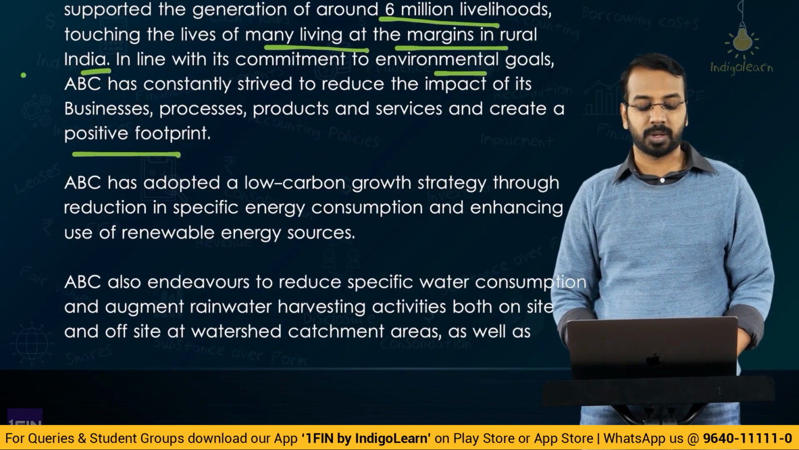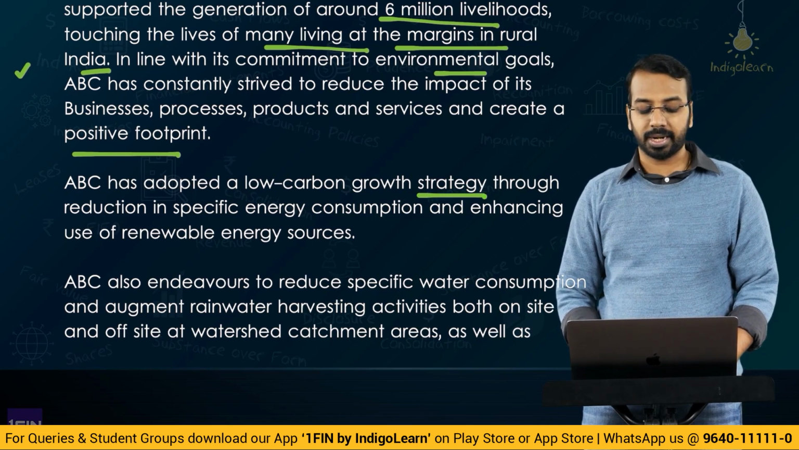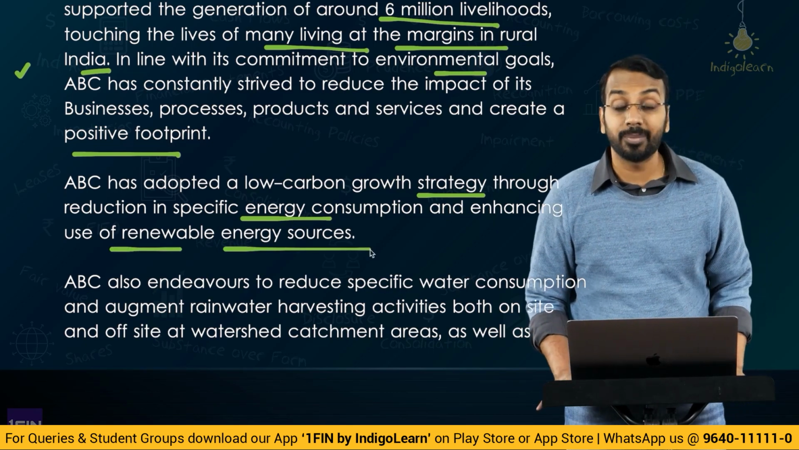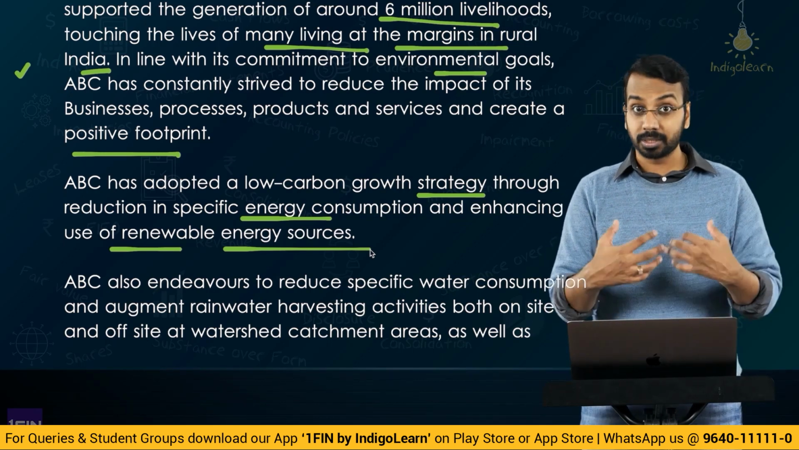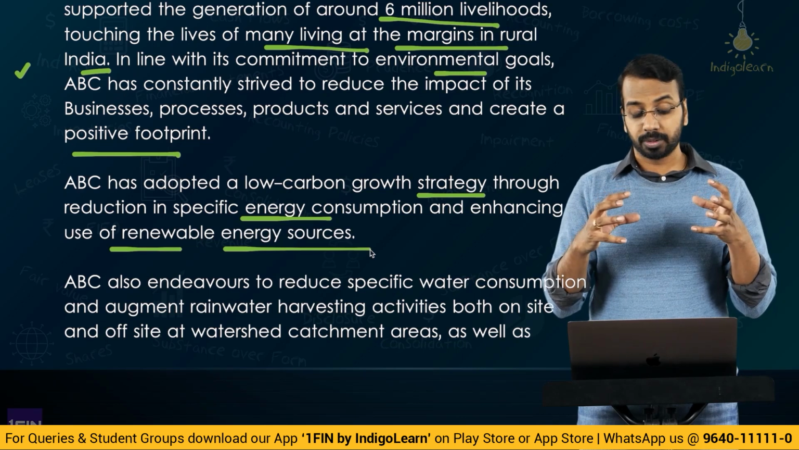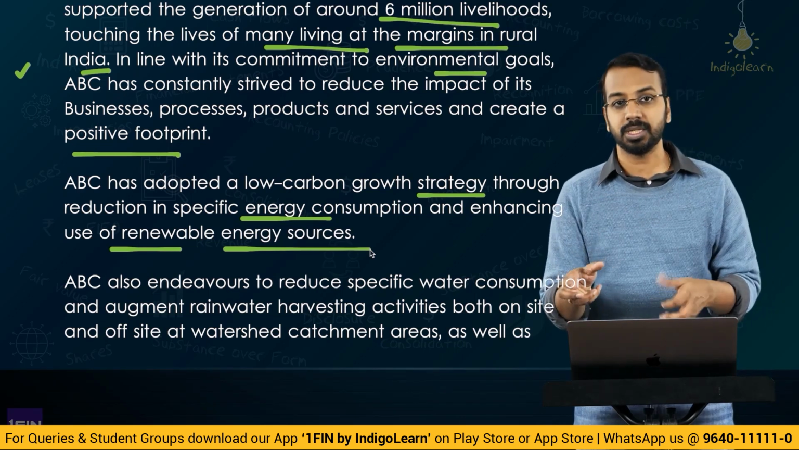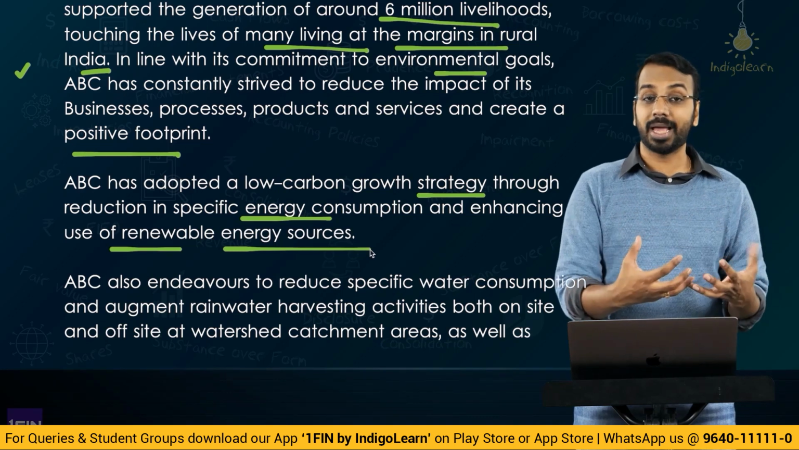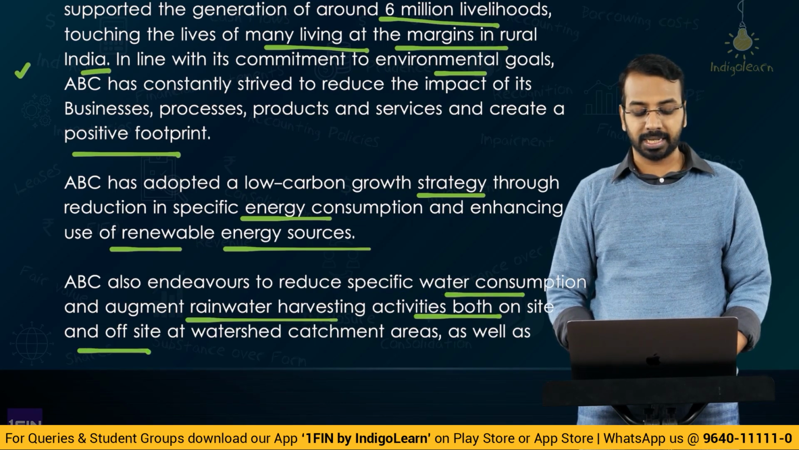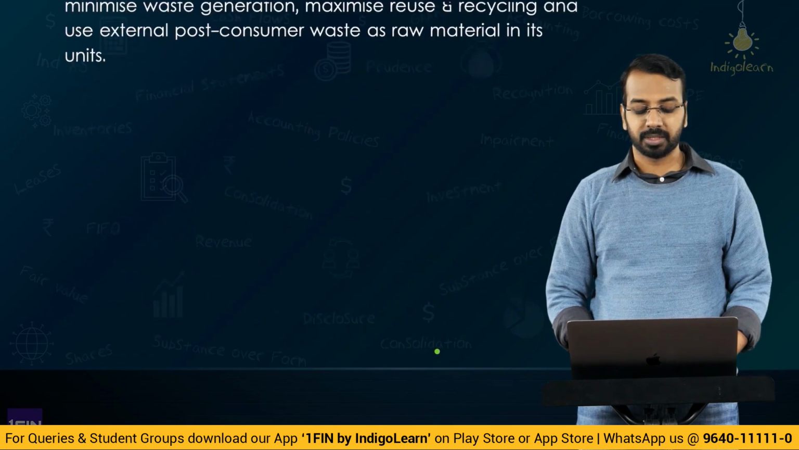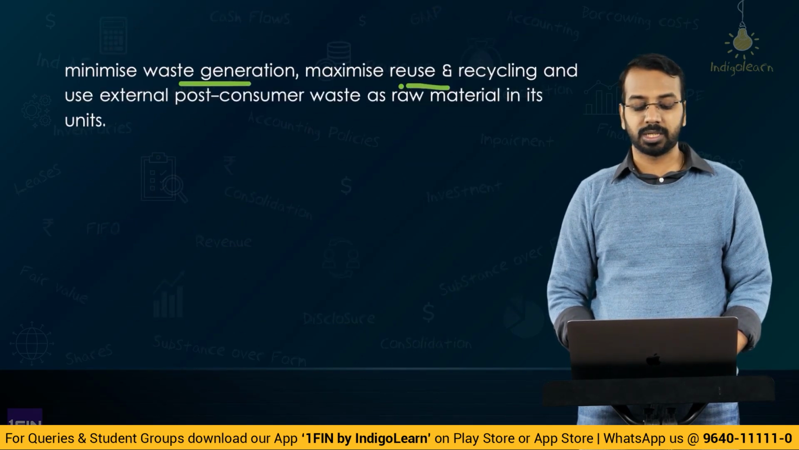So this part talks about society. Low carbon growth strategy through reduction in specific energy consumption and enhancing use of renewable energy sources. Now you would have been following news where there is a lot of talk around reducing carbon footprint, being net positive in terms of carbon footprint and all of that. So here the idea is to use more renewable sources which is environment friendly and ensure that the carbon footprint is lower. ABC also endeavors to reduce specific water consumption and augment rainwater harvesting activities both on-site and off-site at watershed catchment areas, as well as minimize waste generation, maximize reuse, recycling and use external post-consumer waste as raw material in its unit.